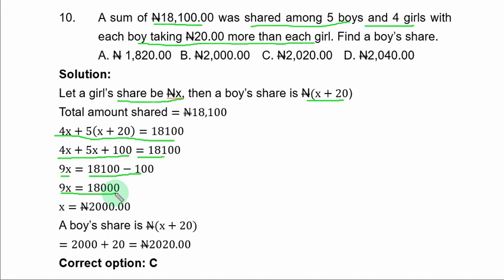Divide through by 9. So s is equal to 2,000 naira. That is for a girl. Then a boy's share is s plus 20. That is 2,000 plus 20, and you have 2,020 naira. C is the correct option.